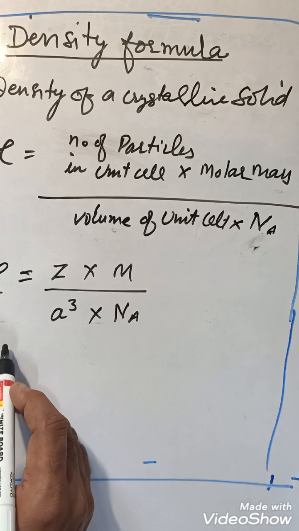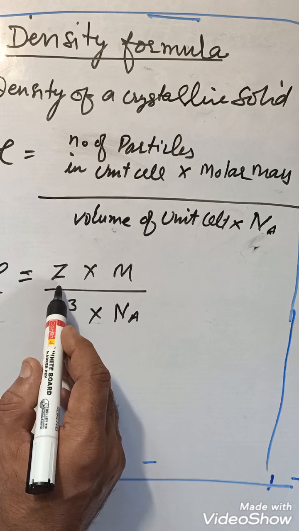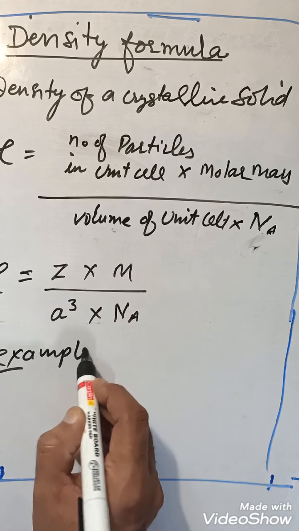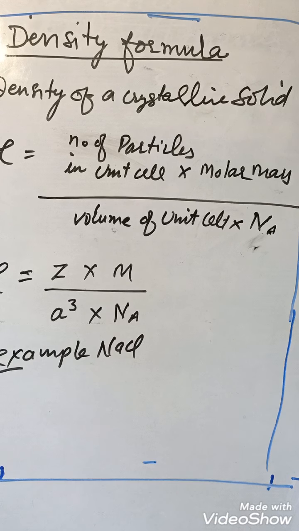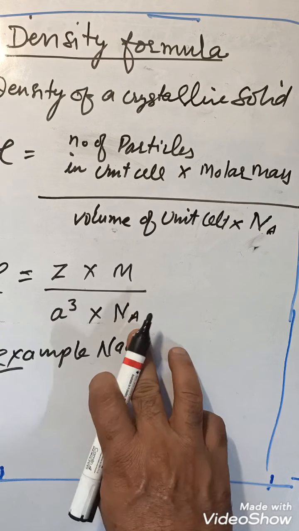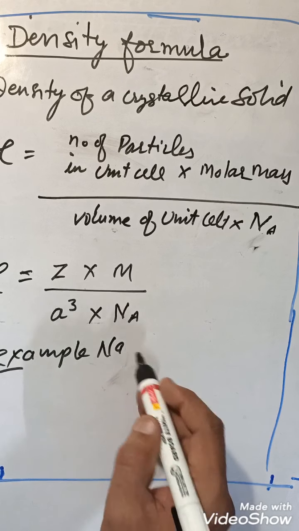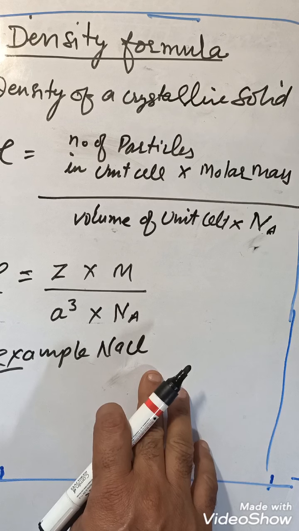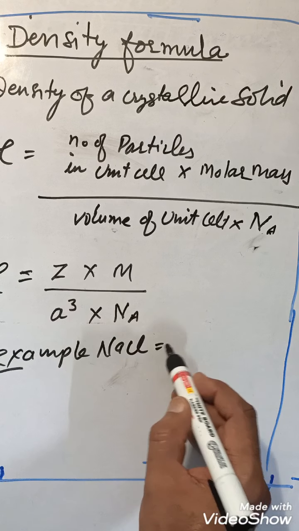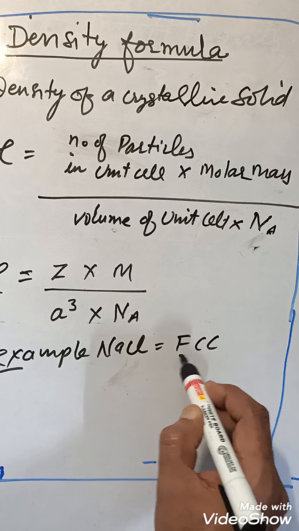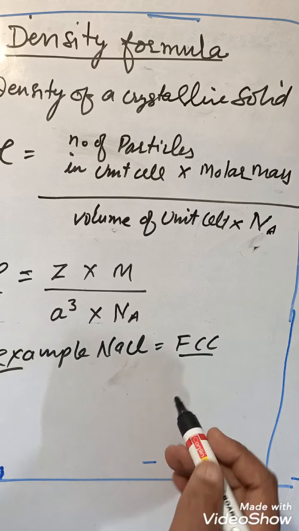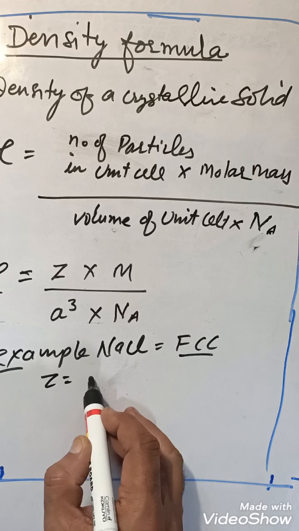And here, like we are having example, we will take example of sodium chloride crystal. So what kind of unit cell is there for this NaCl? You know, it has FCC structure arrangement. It has FCC for face centered cubic unit cell, and Z is equal to what?